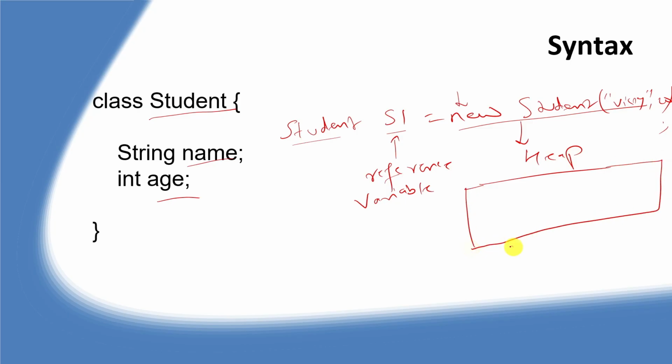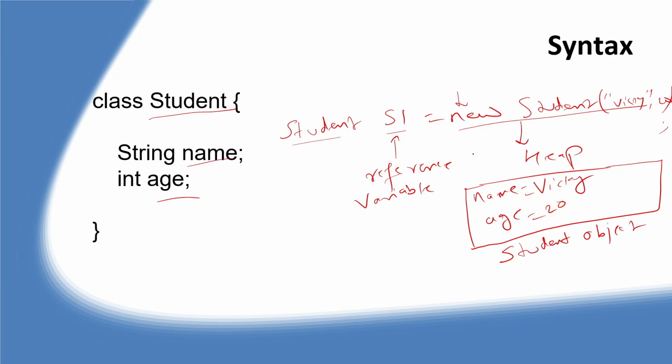So this is student object, and this object will have instance variable. Inside the object we will have instance variable, that is name, age. And what will be the value of this name and age? What we have passed? Vicky. So name will be Vicky. What is the age? What we have passed? 20. So age will be 20.